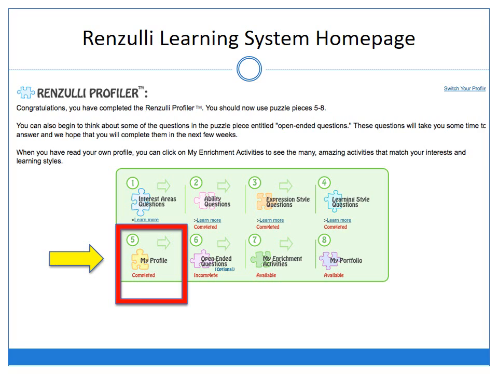First, log into Renzulli Learning System. After you log in, you should be taken directly to your home page. Click on My Profile that's highlighted in the red rectangle with a yellow arrow pointing to it. This box shows your interests, learning style, and preferred expression styles based on the profile you created at the beginning of the project.